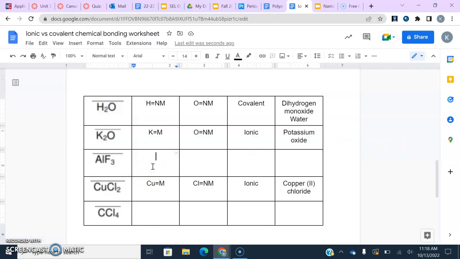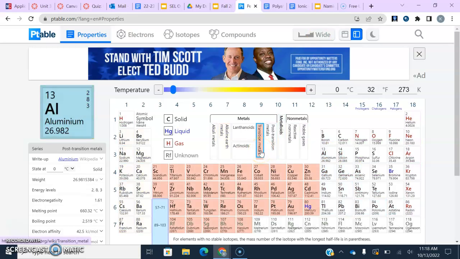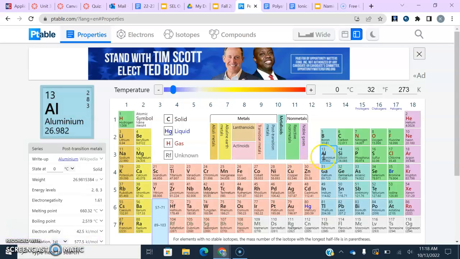All right, aluminum. Fluorine. Fluorine is a nonmetal. Aluminum is a metal. Don't believe me? Let's look. Aluminum. He's a metal. He's not pink. He's not pink. I saw a lot of you guys putting aluminum 3. The charge is 3. Yes, 3 plus for aluminum. But it's not a transition, so you do not need the Roman numerals. Okay, so aluminum is a metal.